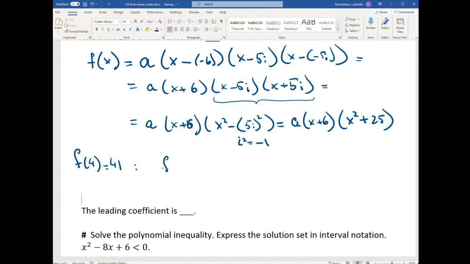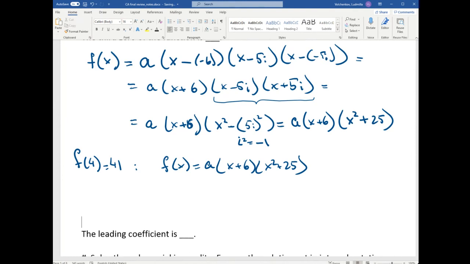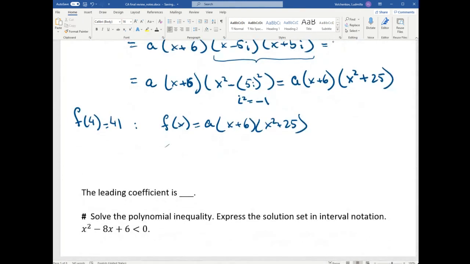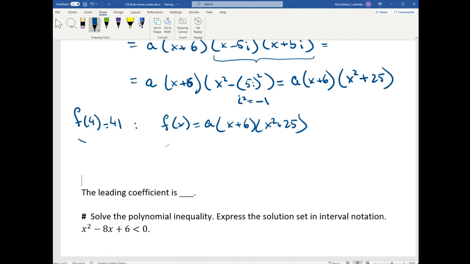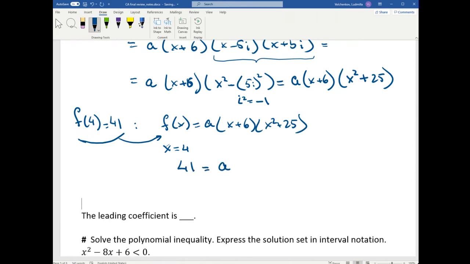We have already found that the equation looks like this: f of x equals a times x plus 6 times x squared plus 25. We actually don't need to multiply them. We can use this form. Let us substitute the additional information that is given here. So substitute x equals 4 into the equation. f of 4 is 41. a is still unknown.